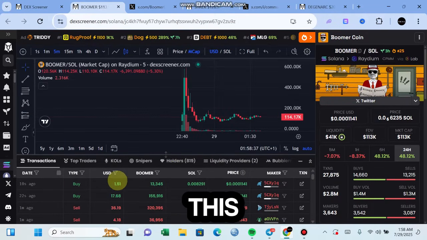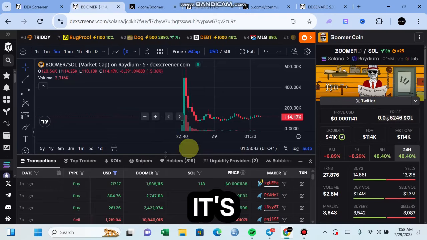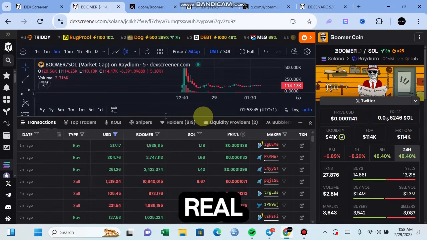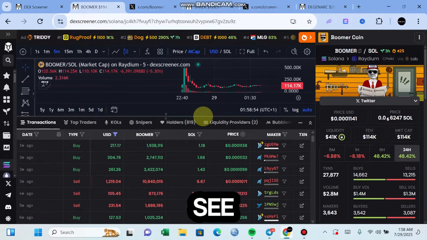To do this, tap on this tab, greater than $100. It's going to show you in real time if there are people putting money into this particular coin. For a good coin, you should see people buying into the coin. But if you see that people are not buying the coin, not putting any amount of money into this coin, you should ignore it. As you can see, the last time somebody put money into this coin was 2 minutes ago.